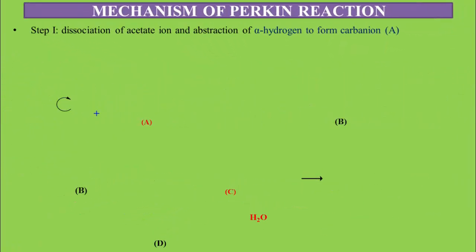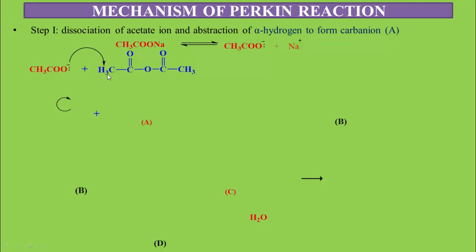Then we discuss the mechanism of the Perkin reaction. How the alpha beta unsaturated acids are formed in the Perkin reaction can be well explained by studying its mechanism. In the Perkin reaction, this is the catalyst, sodium acetate. It splits into acetate anion and sodium cation. The acetate anion generated attacks this acetic anhydride and withdraws this hydrogen as a proton from this carbon atom, the alpha hydrogen atom, and there is the formation of a carbanion.